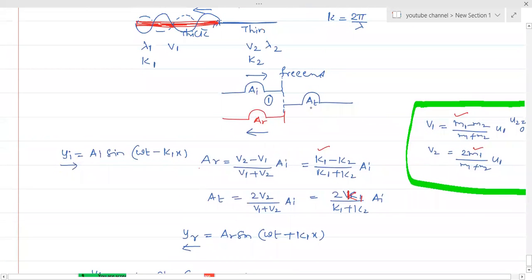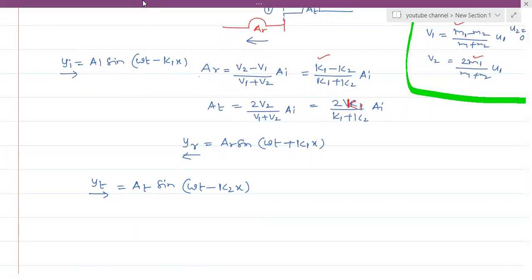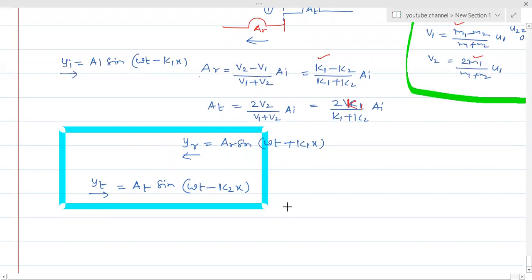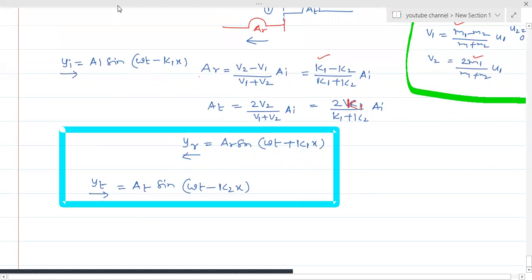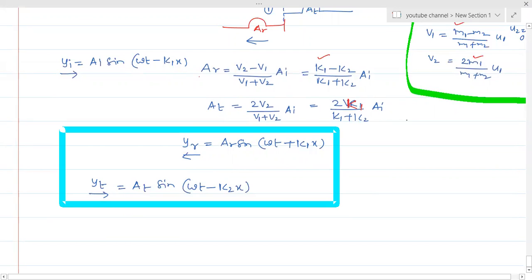So you need to memorize this. As it is into the second medium, definitely the wave propagation constant changes. So in the second case we have A_T into sine omega t minus k2x. These two are very famous equations. These are very important. So directly we will get the respective amplitudes as well as the respective waveforms.